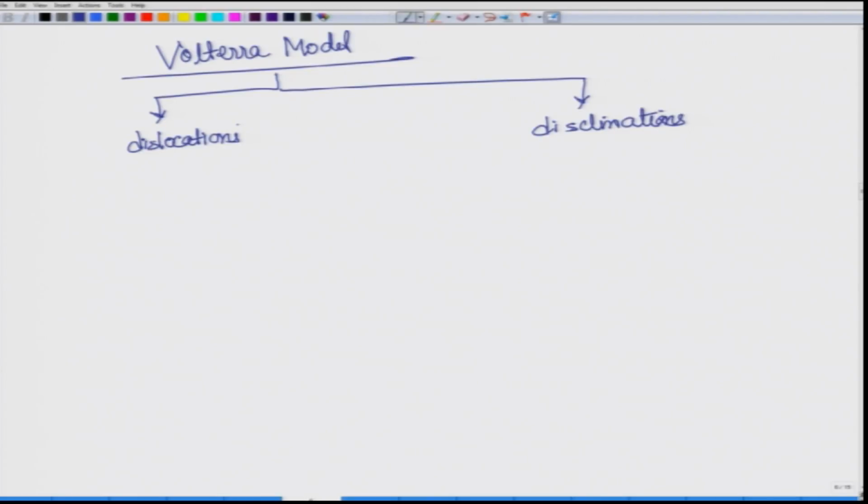Now, in the Volterra model, what is done is basically you take a hollow tube of material. So, it is probably somewhere from inside a crystal, and you assume that the crystal is broken along this line, or it is cut along this line. So, this is a hollow tube. So, in this particular model we take a hollow tube with a cut up to the edge.